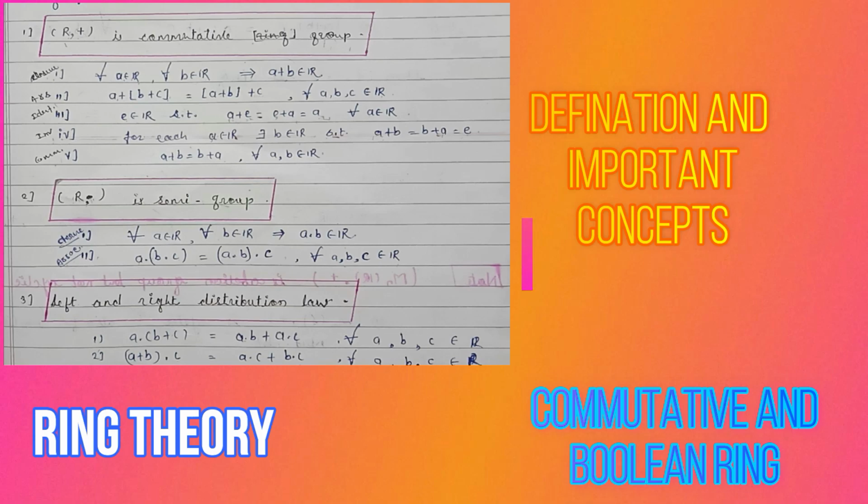The definition of a commutative ring: we already learned the definition of a commutative group. A commutative group says that when we have A star B equal to B star A, then we say that the group holds the commutative property. So the group needs to satisfy A star B equals B star A, and similarly we apply this property for a commutative ring.